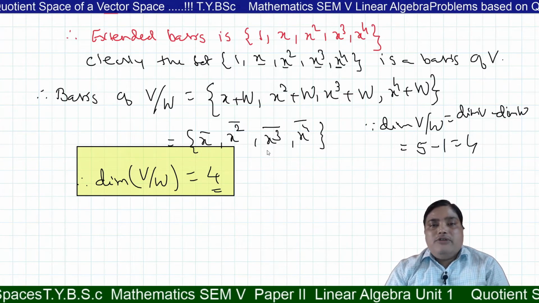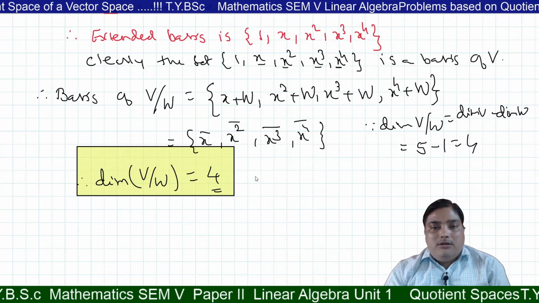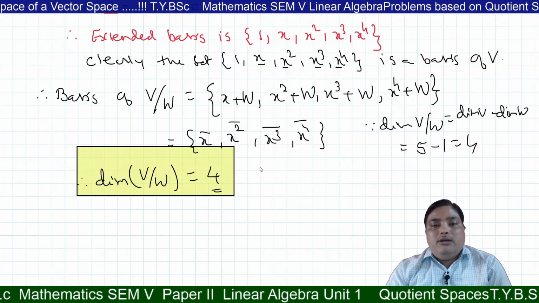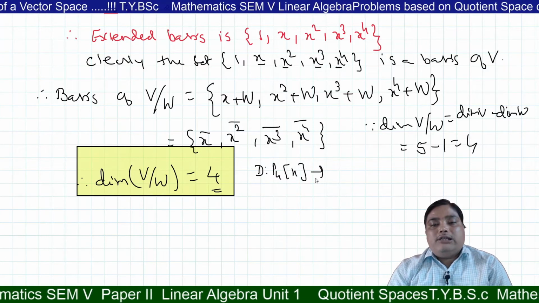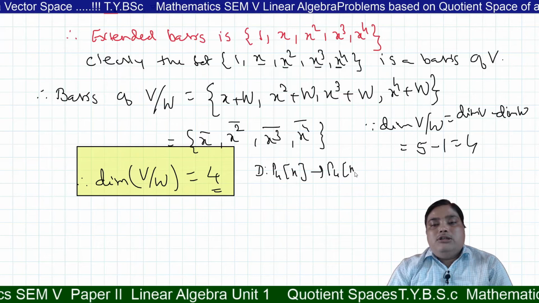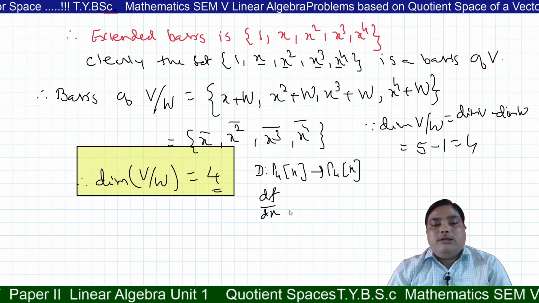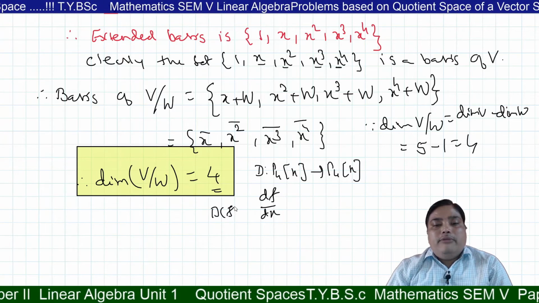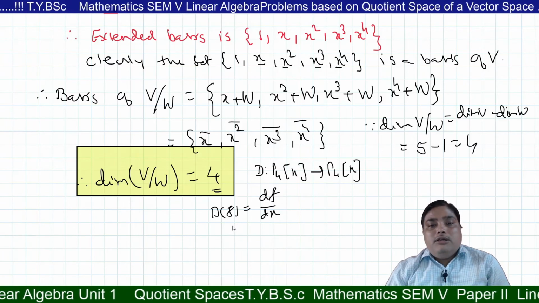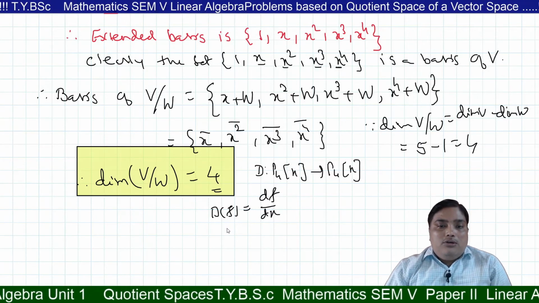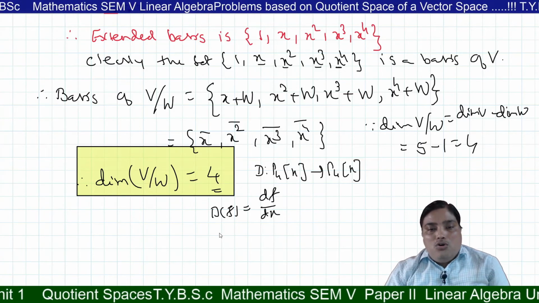Okay, so this is a very easy problem. Now if the question is whether the linear transformation given, that is D from P4(x) to P4(x), which is defined by df is equal to df by dx, whether this mapping is onto or not.